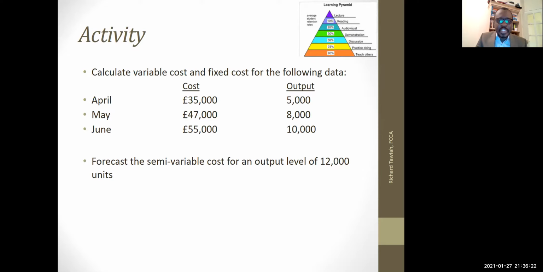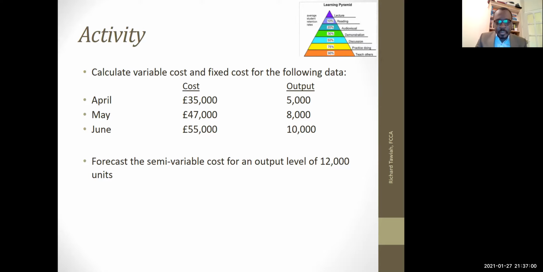Now you can just check what is the fixed cost component. 4 per unit for April times 5,000 is 20,000. So 20,000 out of 35,000, you get 15,000. That becomes a fixed cost. Let's cross-check to be sure our answer is correct. 4 pounds per unit, multiplied by the June component, 4 times 10,000 units will give us 40,000. That's a variable cost component. Subtract it from the June figure of 55,000. What do you get? You get 15,000. That's a fixed cost component.